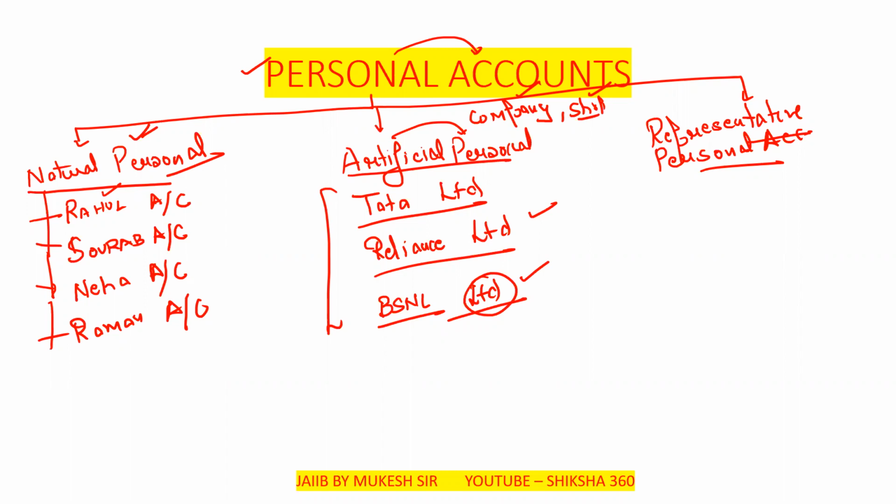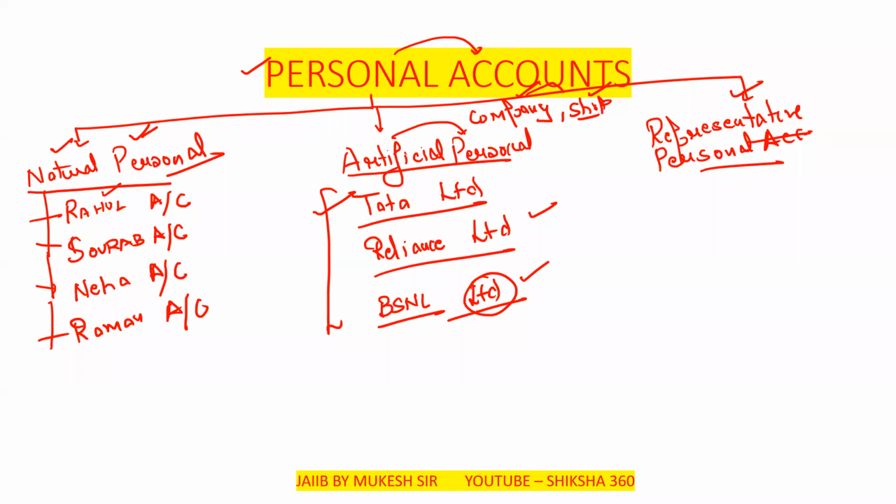So please tell fast. Now it is clear to all of you what a personal account is. We have already discussed the natural personal account, the artificial personal account, and the third one is the representative personal account. The natural personal account we have discussed, and the artificial one is related to any company or any shop. This one is the representative personal account. It is specific, it represents a specific organization.